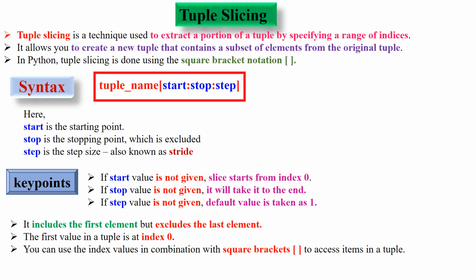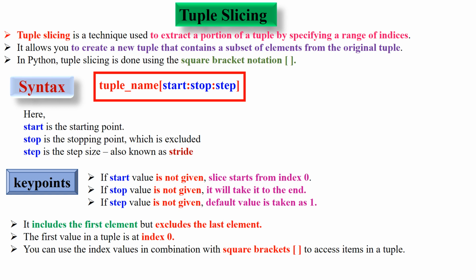Tuple slicing is a technique used to extract a portion of a tuple by specifying a range of indices. It allows you to create a new tuple that contains a subset of elements from the original tuple. A slice of a tuple is basically its subtuple. In Python, tuple slicing is done using the square bracket notation. Here's the syntax for tuple slicing. tuple_name[start:stop:step].